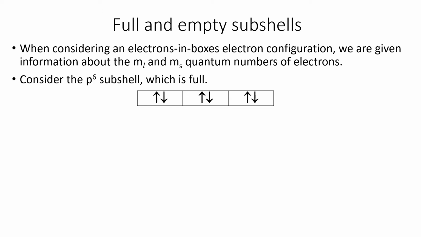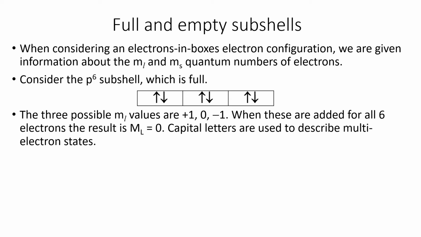But it's quite interesting, when you look at the whole p^6 subshell there, which is completely full, when we add up all these values of m_s and m_l, you can see that all the m_l's have to add up to 0, because we're occupying plus 1, 0 and minus 1, two times over, with both up and down electrons included. And so all those plus 1s, noughts and minus 1s will cancel to 0. So the sum of all the m_l's, which is denoted with capital letters, which is what we use for multi-electron states, capital M_L, will equal 0.